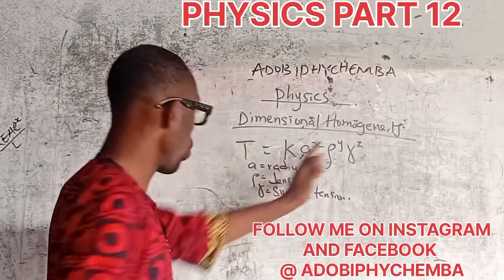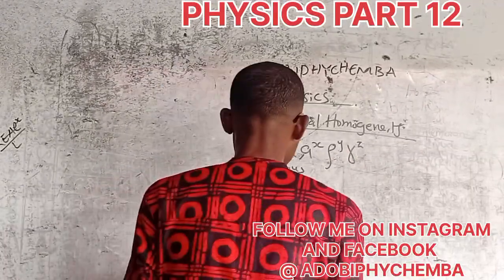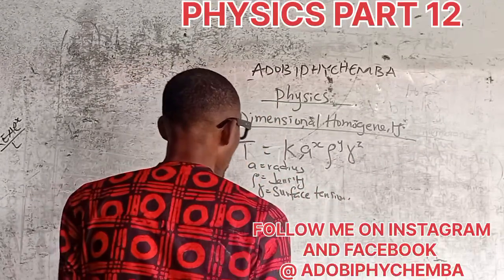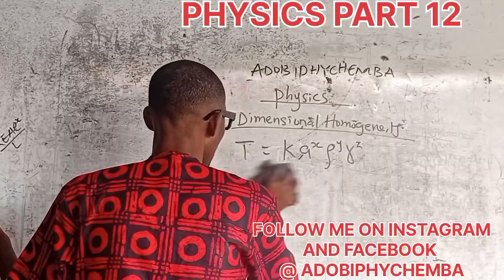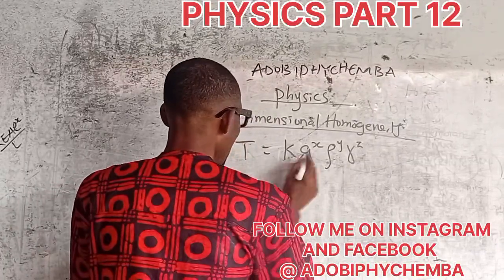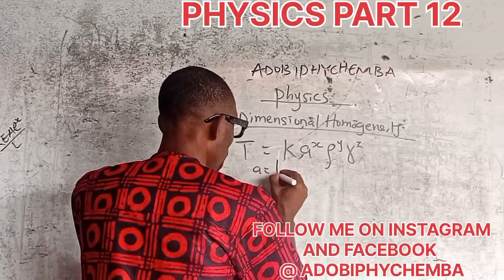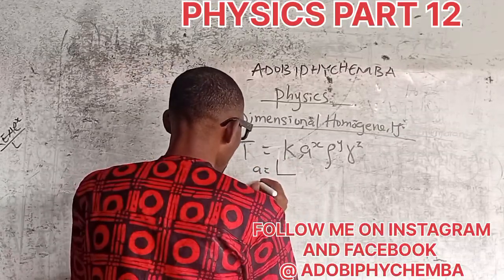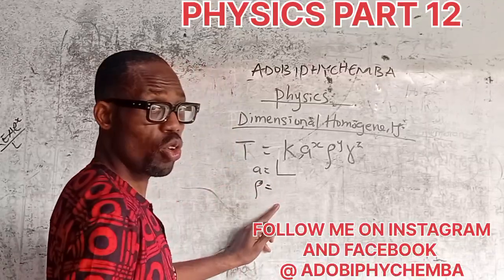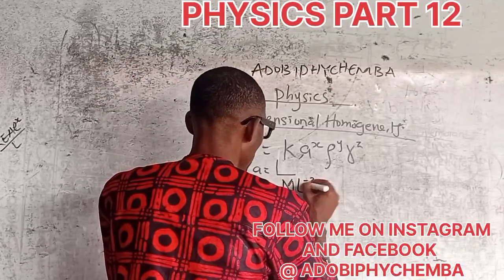The question says, what is the value of X, Y, and Z? So what do we do here now? All we need to do is to quickly replace the dimension of this. So since A is radius, what's the dimension of radius? Capital letter L. Then we have density, which is mass over volume, which will be ML raised to power minus 3.